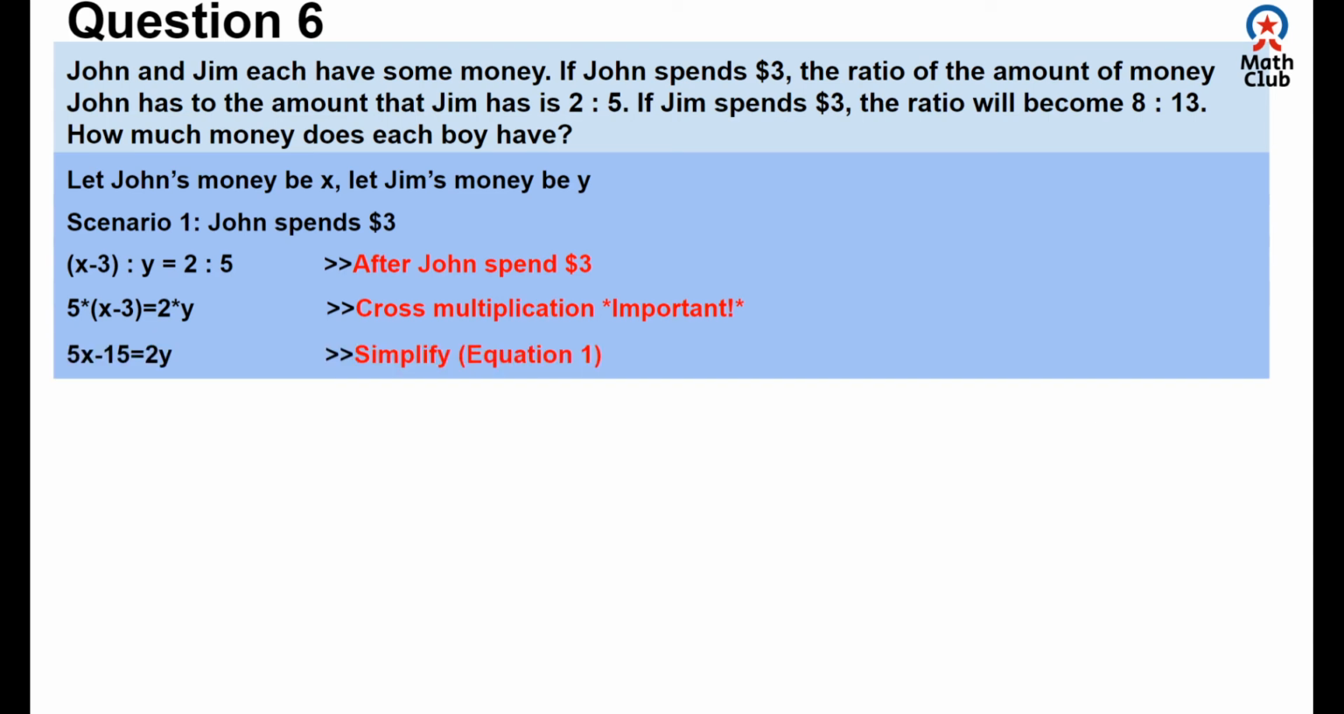And so we'll simplify that equation. 5 multiplied by (x minus 3) bracketed will be 5x minus 15, and that'll equal 2y. So we'll call this equation 1.